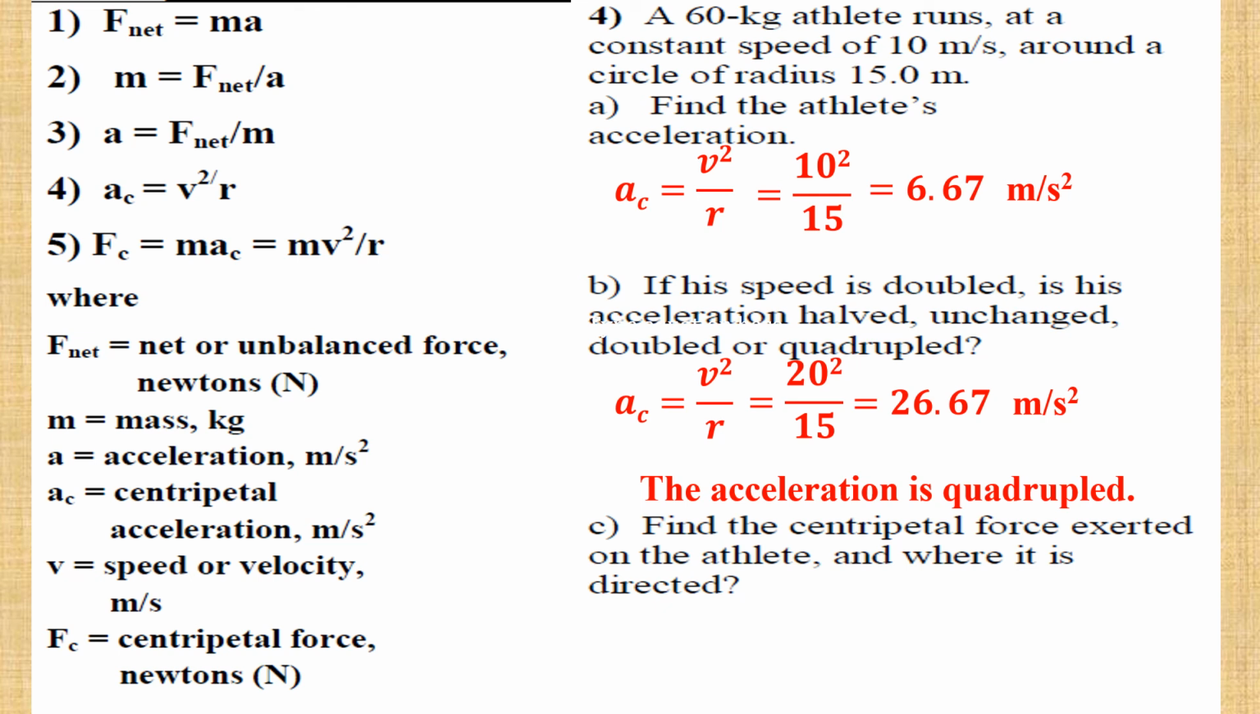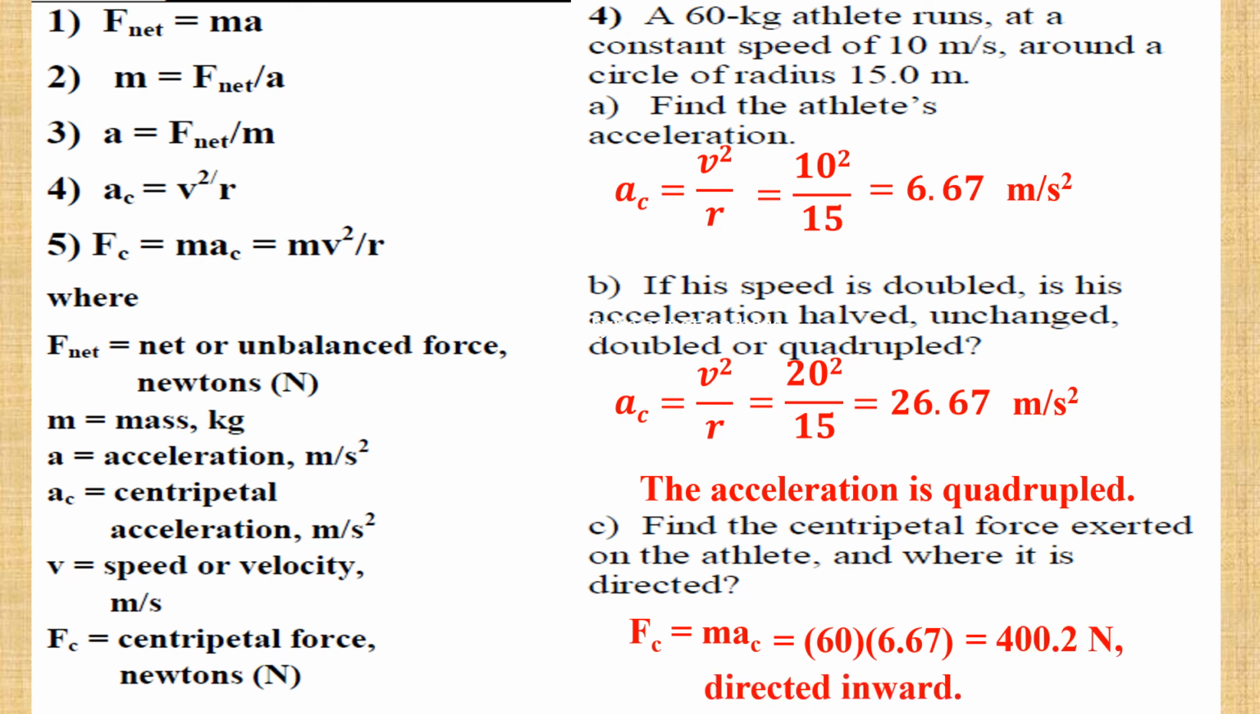Letter C. Find the centripetal force exerted on the athlete and where it is directed. So using the formula Fc equals m times A sub c, the mass is 60 kilograms and the acceleration is 6.67 meters per second squared. Substituting these values, we have 60 times 6.67 equals 400.2 newtons, and this is directed inward.